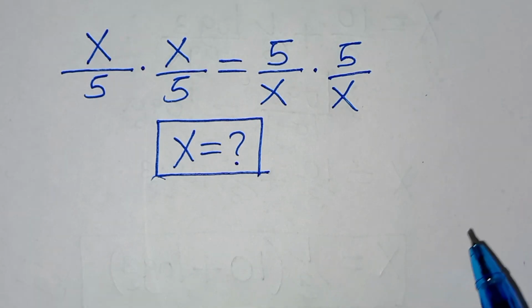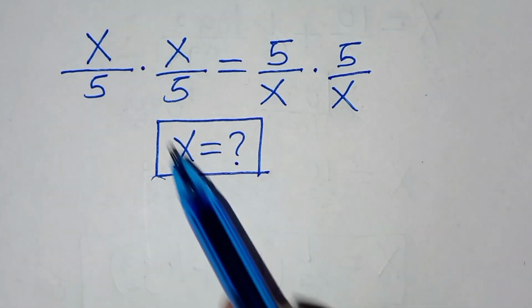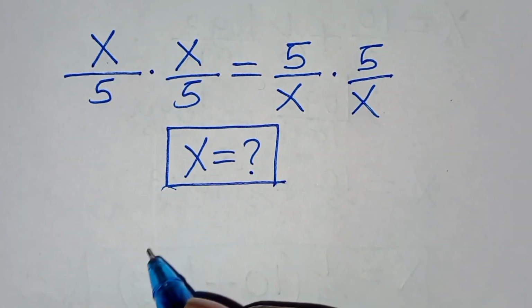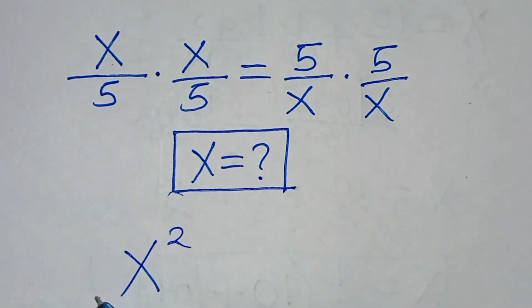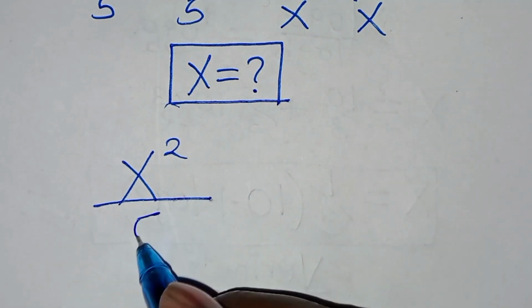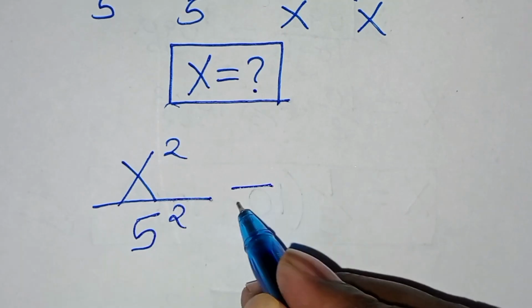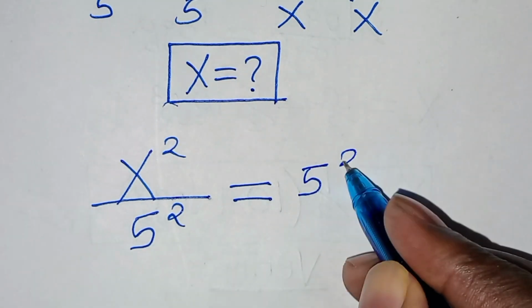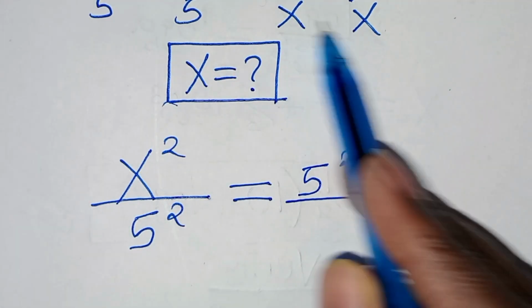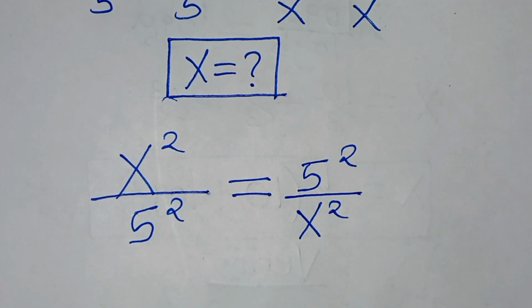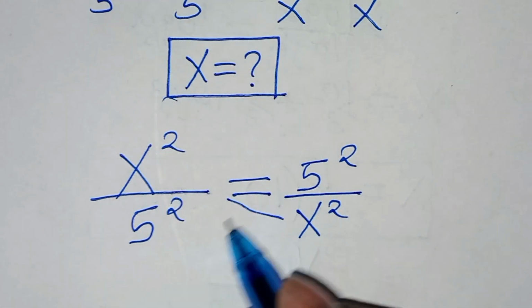Hello everyone, you are welcome to solve this nice algebra problem, which is x times x, which you can express as x to the power 2, divided by 5 times 5, which is 5 squared. This is equal to 5 times 5, which is actually 5 to the power 2, over x times x, which is x to the power 2. The next step here, let's cross multiply here.